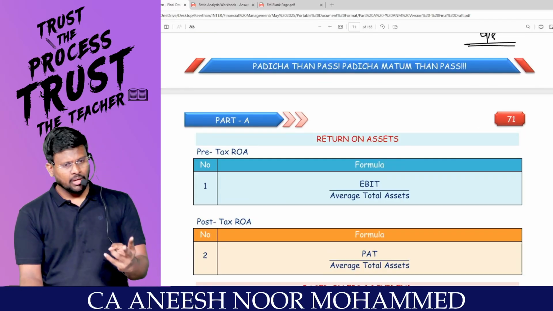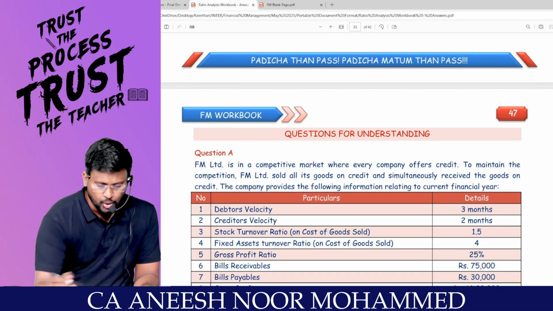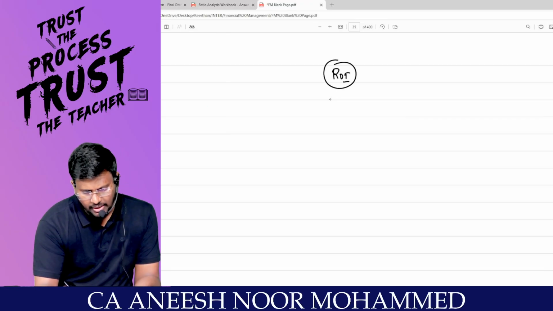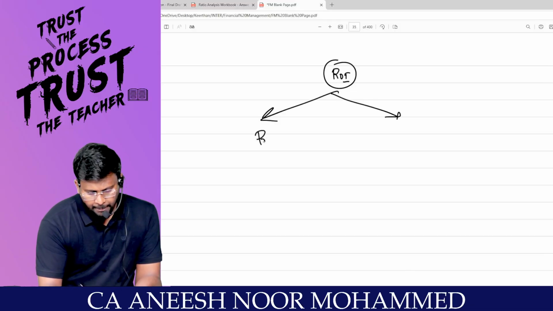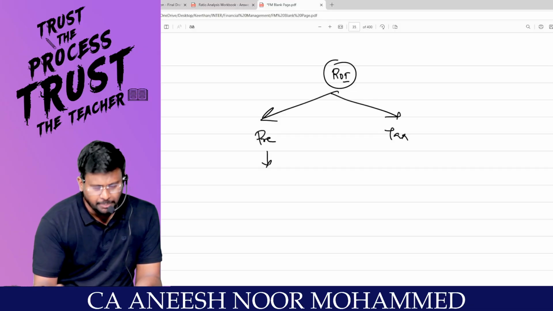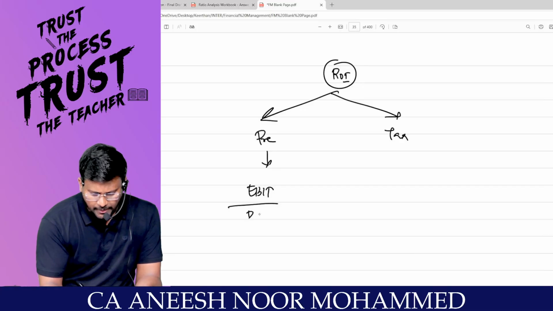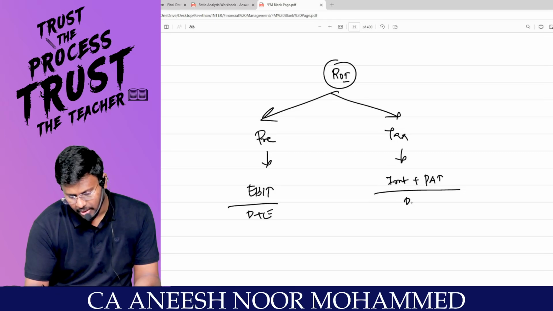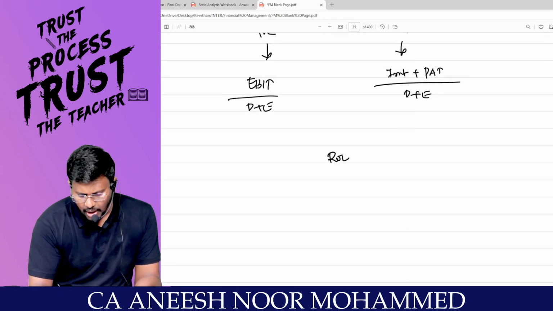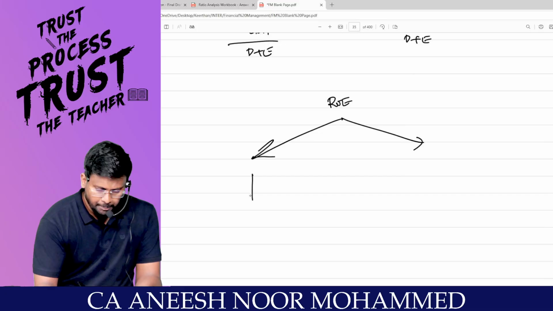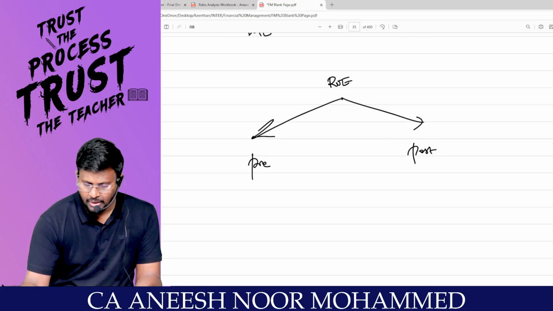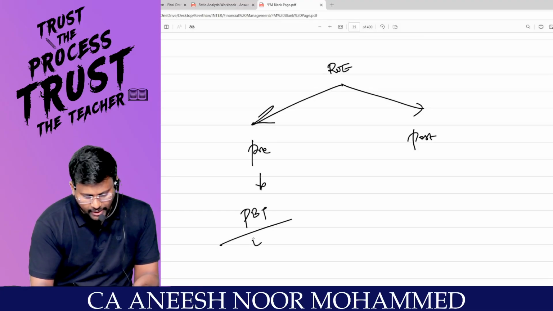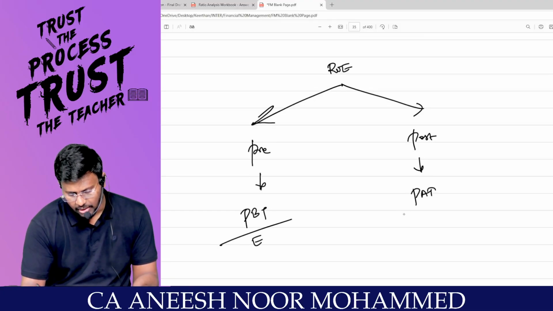So two things we have done: return on investment and return on equity. Like this we can consolidate. Return on investment is classified into two categories: pre-tax and post-tax. What is the pre-tax return? EBIT divided by investment, debt plus equity. What is the post-tax? Interest plus PAT divided by debt plus equity. That's it, game over. Return on equity is classified into two categories: pre-tax and post-tax. Comfortable? For an equity shareholder, pre-tax is profit before tax divided by equity, and post-tax is PAT divided by equity.